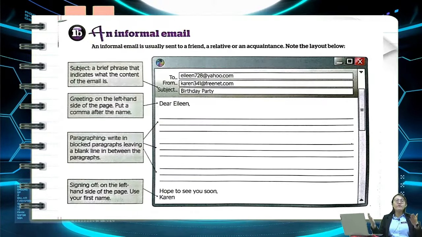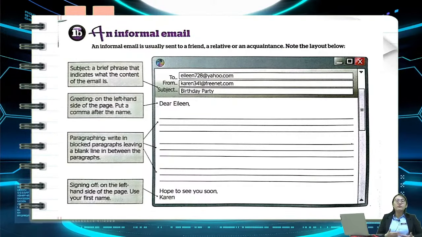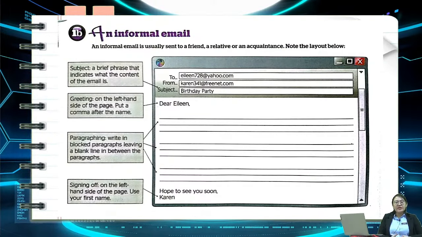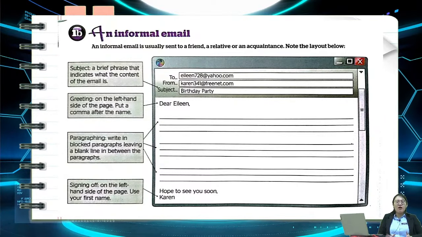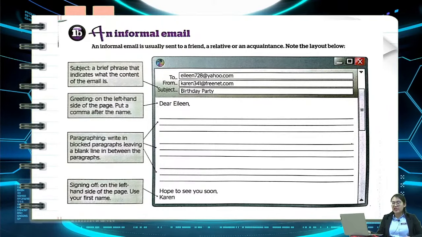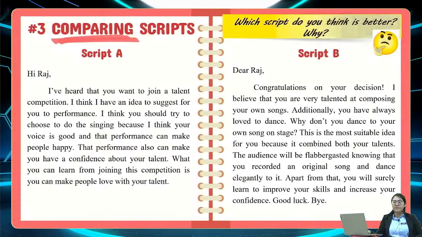Okay, so when we write our informal email, it will look like this, where you have our subject, the greeting, the paragraphing, and signing off. Okay, a template of an email which looks like this, which can be found actually in your textbook. Okay, so now we are going to move to the part where we compare 2 different scripts and see which script is actually better, right?